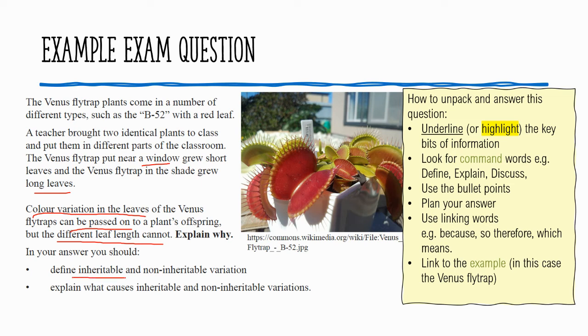Inheritable means it can be passed on. Non-inheritable means it's acquired from the environment. What's caused the inheritable variations is the different genes leading to different coloured leaves. And the non-inheritable variation has been caused by the different environments. Then you'd link your answer and explain it as relating to the Venus flytrap, and then link it to the significance of leading to genetic variation.